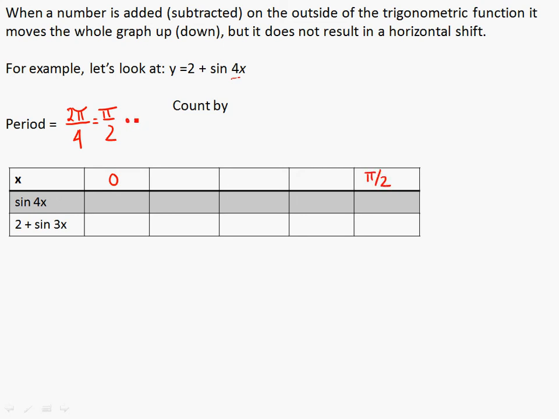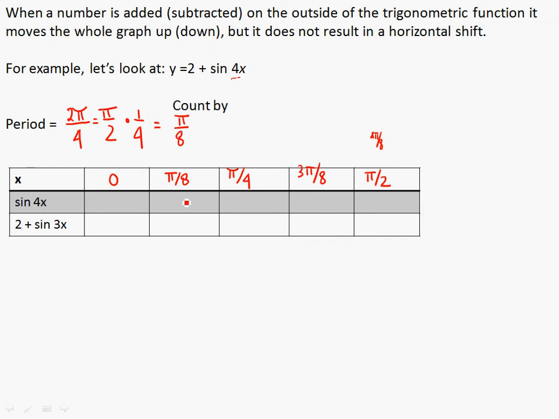You figure out your count bys by multiplying by 1 over 4, so we end up counting by pi over 8. So 0 plus pi over 8 is 1 pi over 8, 2 pi over 8, which is pi over 4, 3 pi over 8, which is not reduced, and 4 pi over 8. Is that pi over 2? Yeah. Good, then it worked, right?